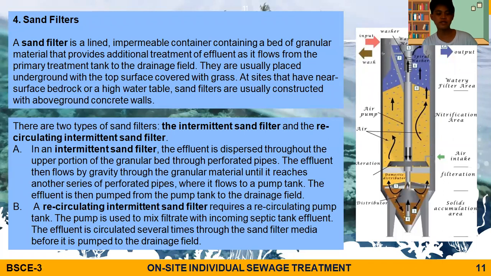While a recirculating intermittent sand filter requires a recirculating pump tank, the pump is used to mix filtrate with incoming septic tank effluent. The effluent is circulated several times through the sand filter media before it is pumped to the drainage field.